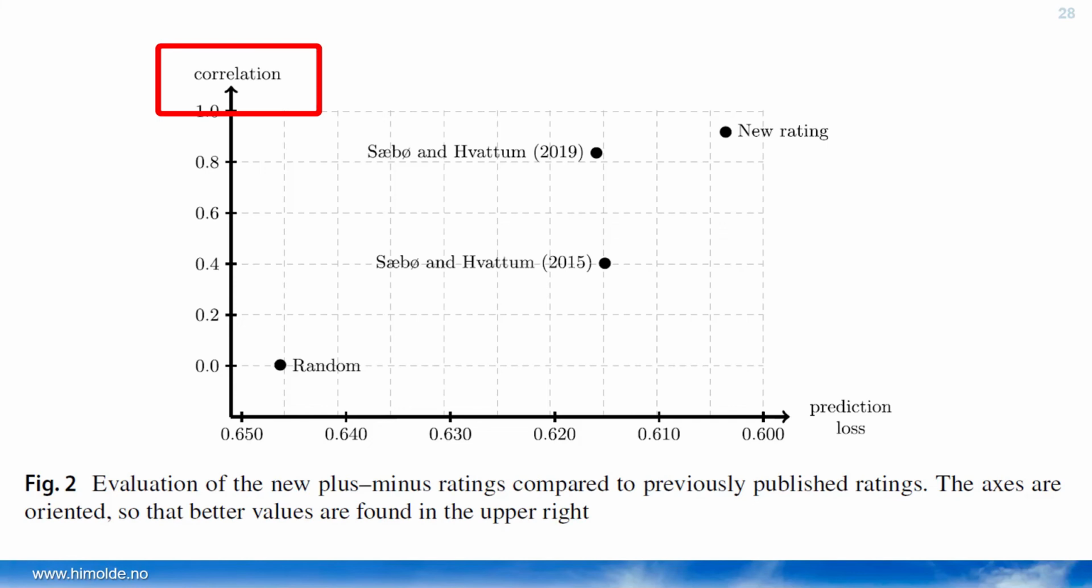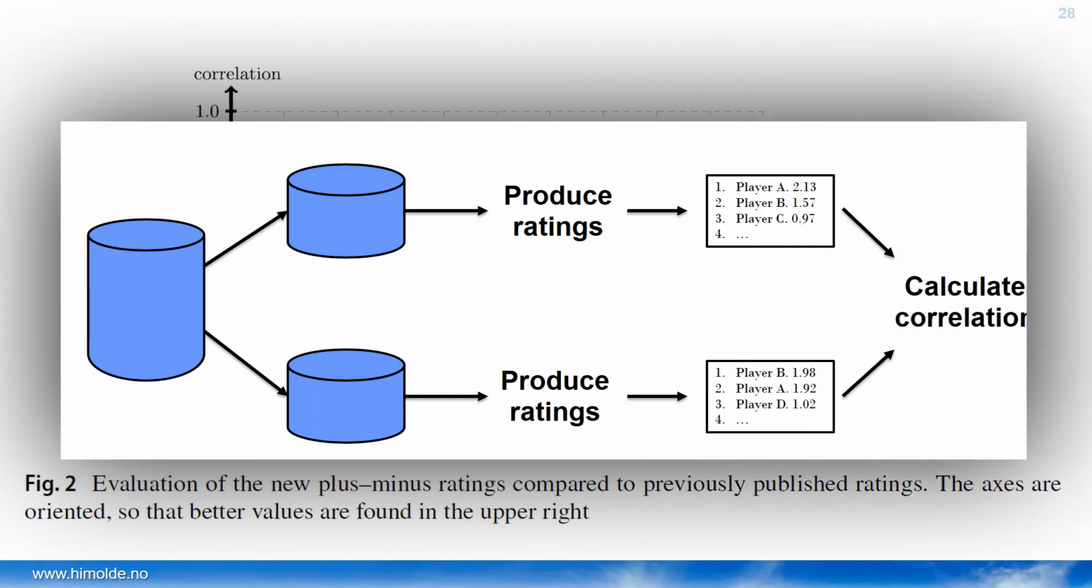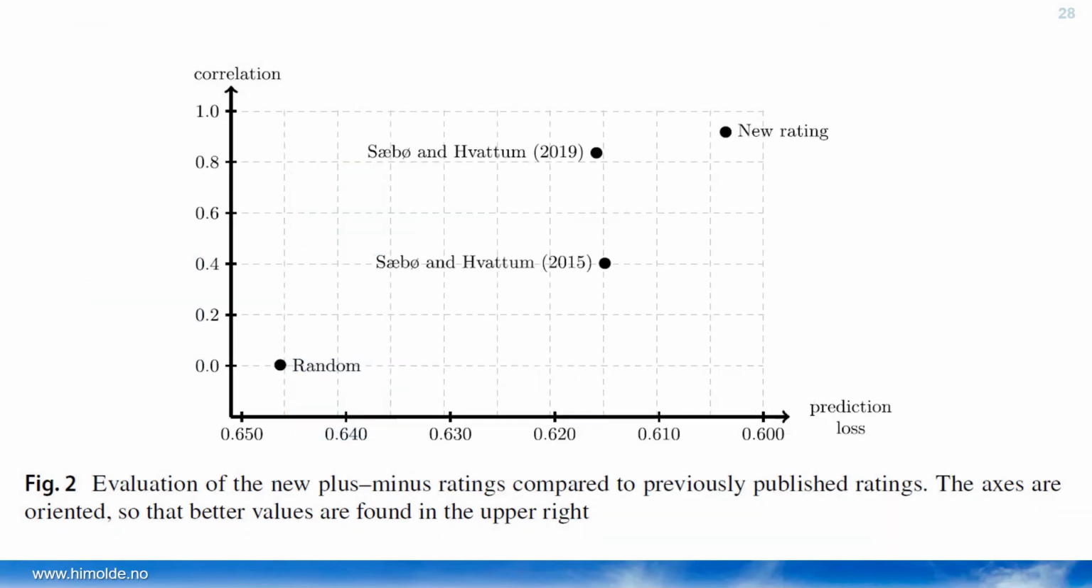The second axis is perhaps poorly labeled correlation. It measures how stable the ratings are. If we calculate the ratings of players using different non-overlapping datasets, how similar are the rankings of the players? Here, higher values are better than lower values. The conclusion is that the new rating presented in this paper is quite a bit better than the ratings presented in 2 previous papers.